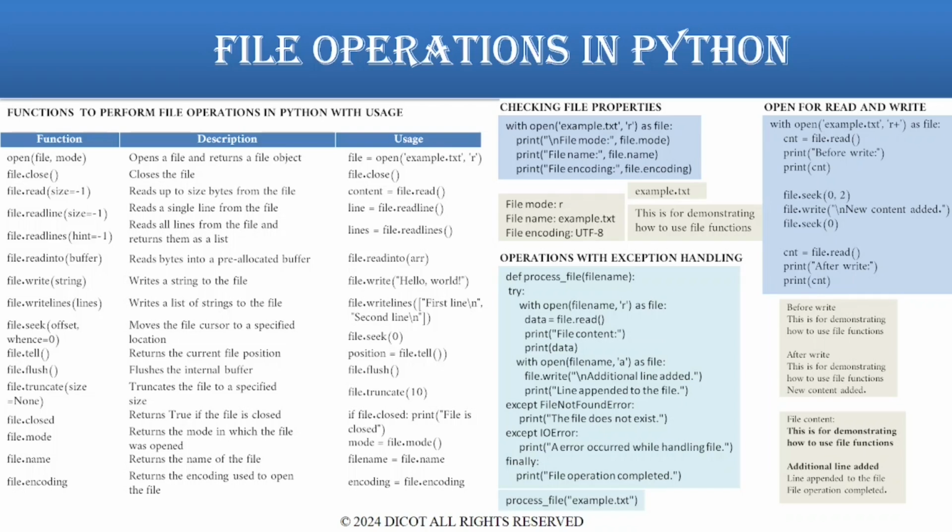Here, exceptions are handled for scenarios where the file might not exist or other I/O errors occur. 2 exceptions have been handled here: FileNotFoundError exception and IOError exception. The finally block ensures that a message is printed regardless of whether an exception was raised or not. These examples cover the basic file operations in Python, providing a foundation for more complex file handling tasks. So, this covers an overview of files and how to handle files using built-in file functions in the Python programming language.